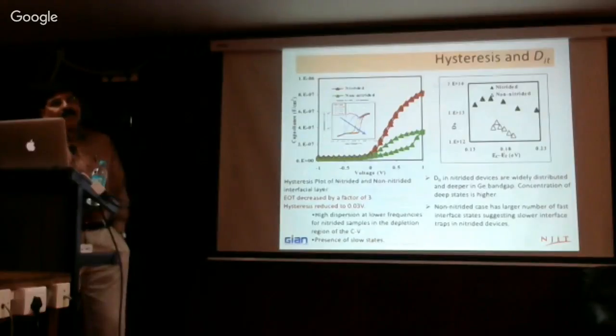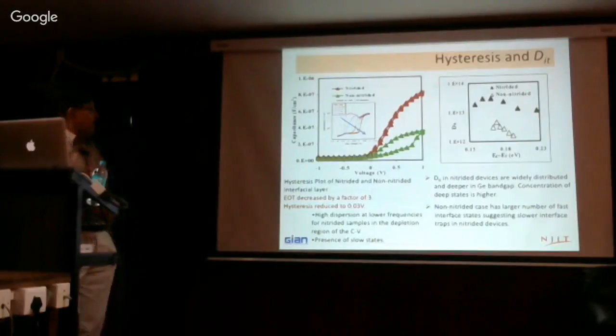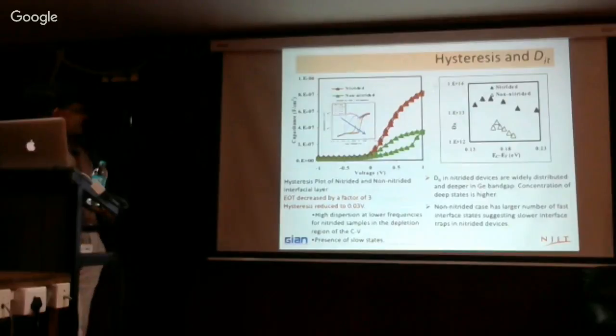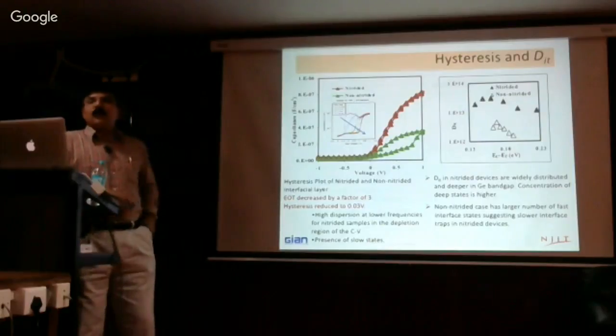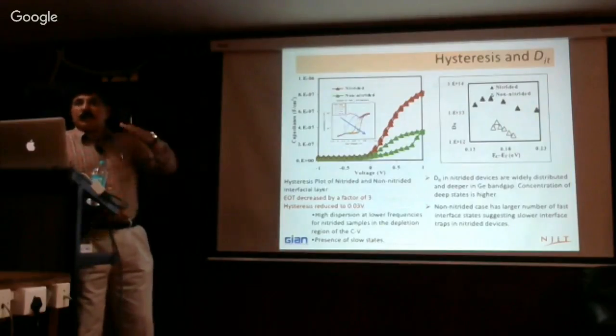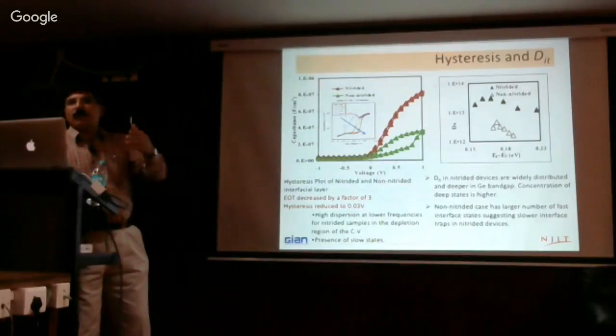So it was very strange. We said, okay, we'll put nitrogen, but it actually created more Dit in the band gap. So it was not acceptable. First of all, there is this frequency dispersion as well as interface state density. If you have frequency dispersion, then the leakage current goes up, that means leakage current is there. Who contributed to the leakage current? The defects inside the high-k layer, plus the interface defects, also contributed to the leakage current.